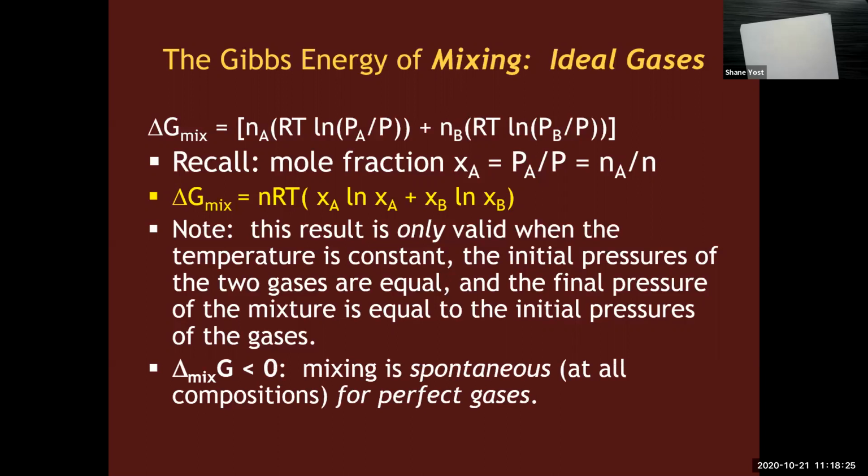Notice that this is always less than 0, which means the mixing of any two ideal gases is always spontaneous, which shouldn't be a big surprise. And again, it's always less than 0 because the mole fractions are always numbers less than 1, and the natural log of a number less than 1 is negative. So this expression is always going to be less than 0.